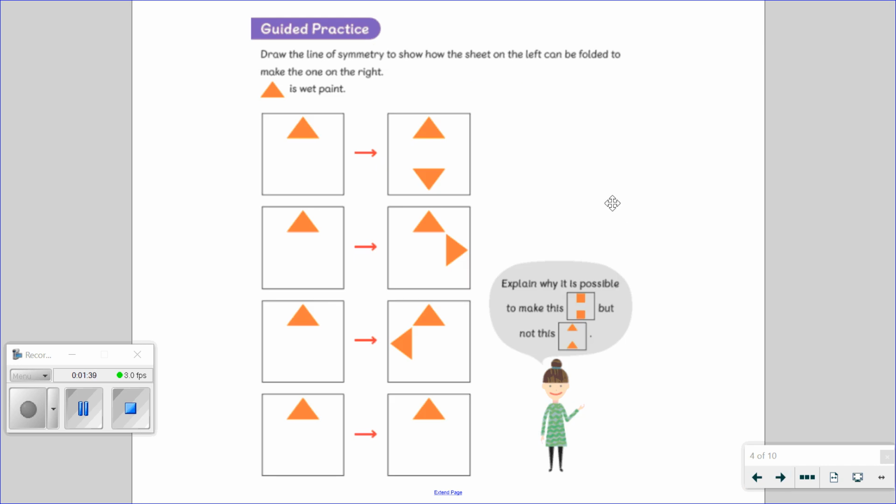So for the guided practice today, we're not drawing the shape, but putting in the line of symmetry. Imagine these shapes are on paper. Where is the fold line that would mean that this shape is reflected here? Would the line be horizontal, vertical, or diagonal? And then Emma asks us to explain why it is possible to make this, but not this. What do you think?